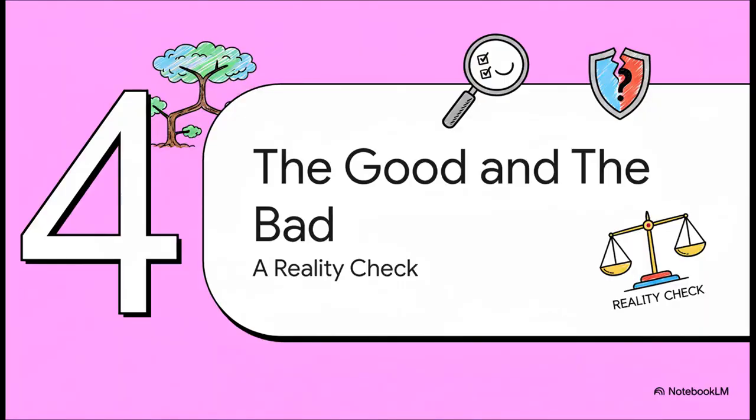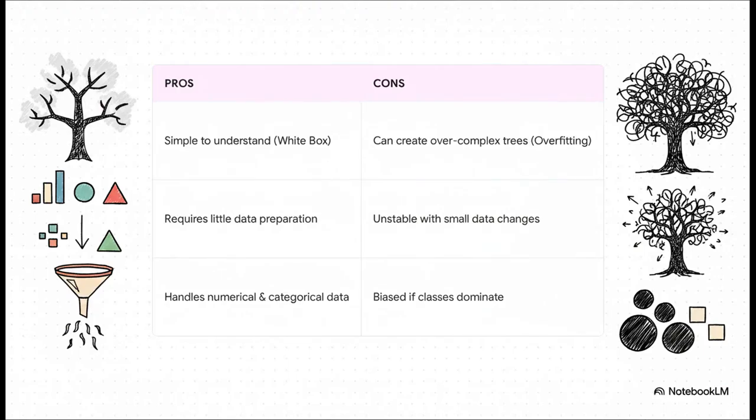So decision trees sound pretty awesome, right? They're simple, they make sense, they're powerful. But like any tool in the toolbox, they're not perfect. They've got their good sides and their bad sides. So let's do a little reality check. Okay, on the plus side, they're super easy to understand and visualize. That whole white box thing. You also don't have to kill yourself with a ton of data prep, which is nice, and they handle all kinds of data without any fuss.